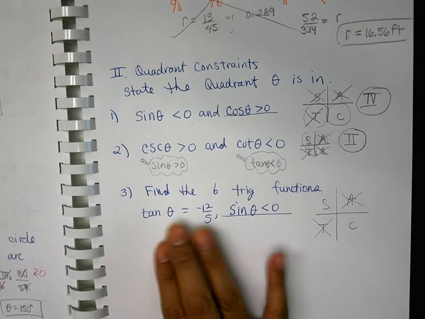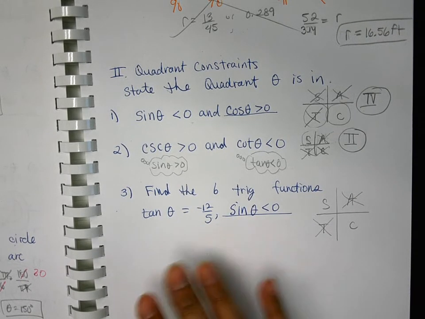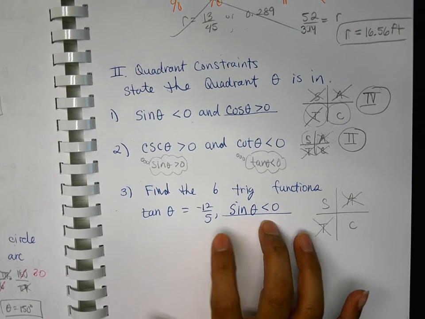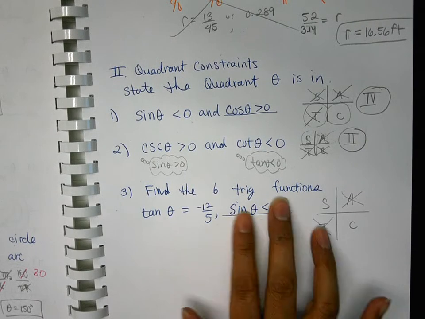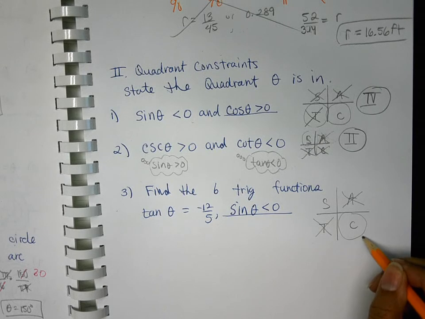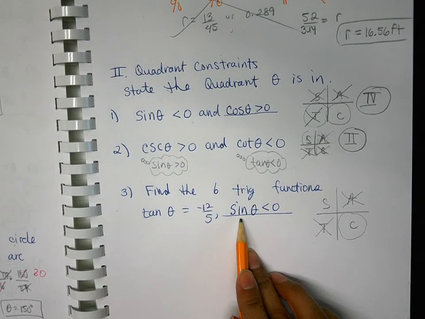There will be a handful that just flat out tell you, you're in quadrant 2. You're in quadrant 4. Some of those will do that, but there will be some like this where they give you 2 pieces of information and you have to eliminate. Which quadrant are we in? 4, because that's the only one where tangent is negative and sine is negative, because sine is positive there.